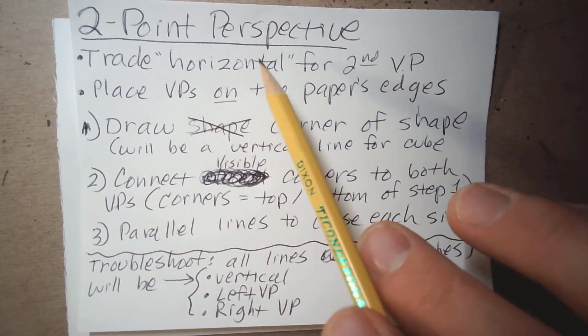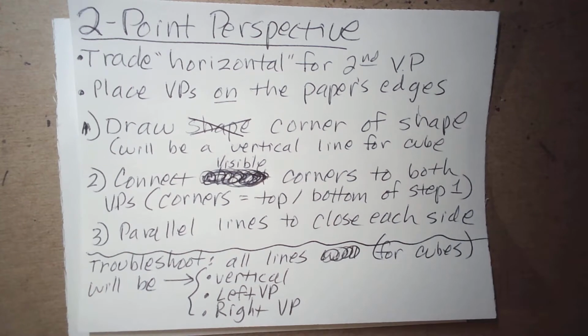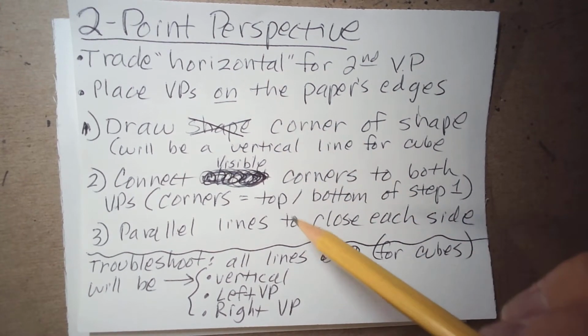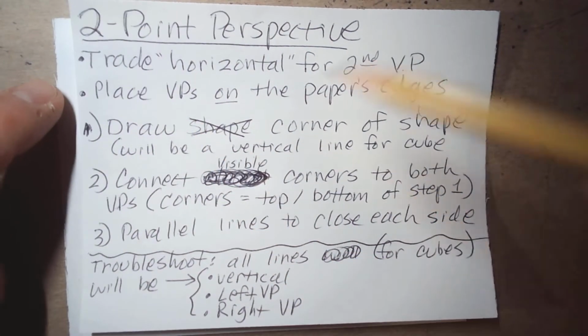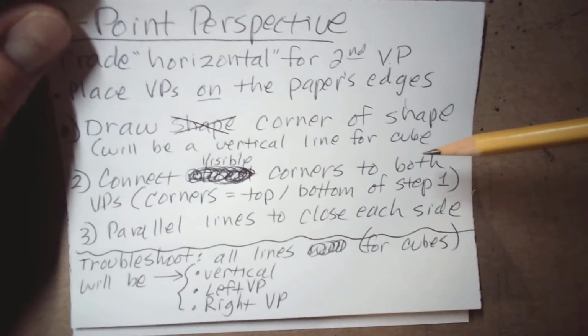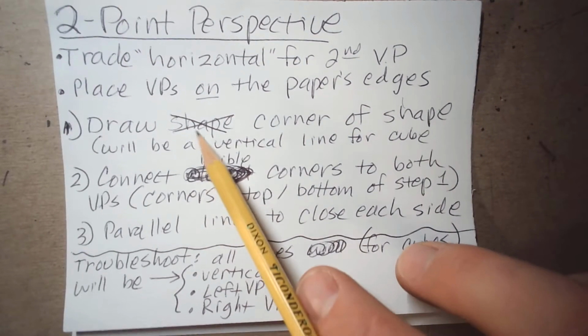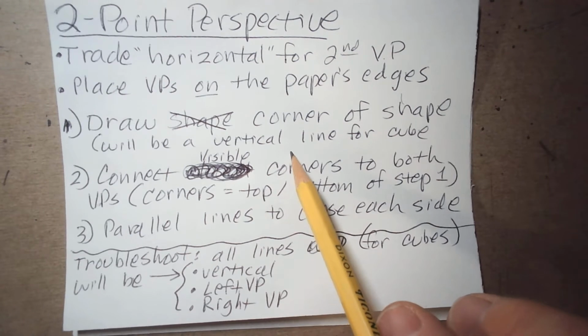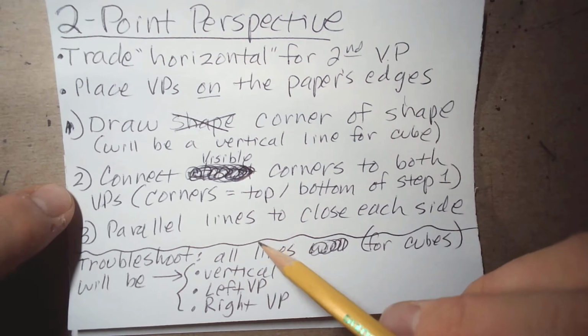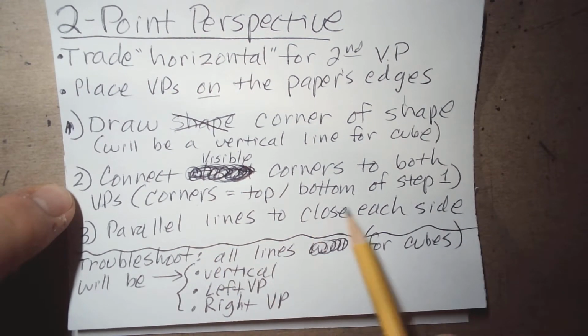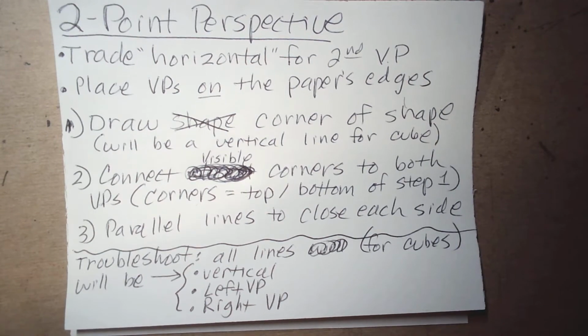But what happens is really horizontal, except if the front shape in step one is an odd shape, that kind of goes away. Secondly, you want to place your vanishing points on the paper's edges. So don't place them in like that. They want to go right on the edge, and I'll show you that. The three steps: instead of drawing a shape, you'll draw the corner, so it'll look like a vertical line. Then you'll connect the visible corners to both vanishing points, and again the corners will look like the top and bottom of that line, and then parallel lines to close each side.